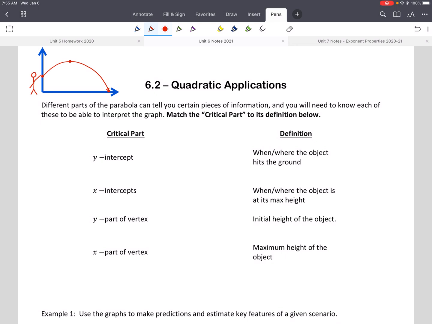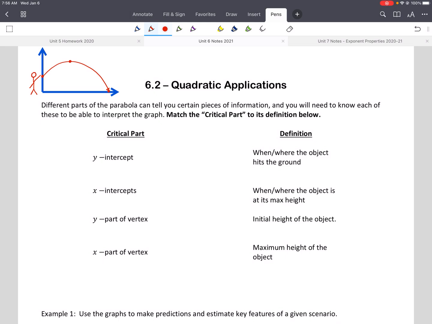This is like real life situations with parabolas. Whether or not you knew it, whenever you throw something, it follows the path of a parabola really close. And so we can model things like that using quadratics. Things like rockets and any sort of projectile is like a quadratic. All right, so let's get into this.